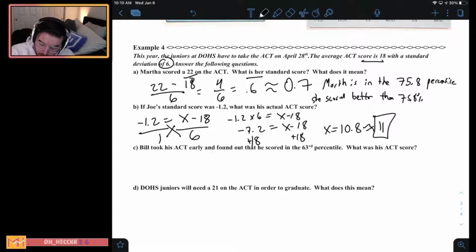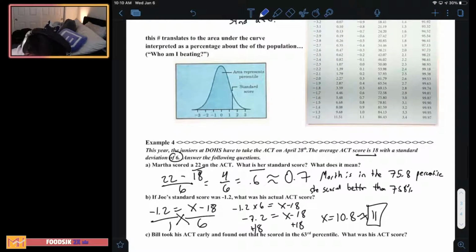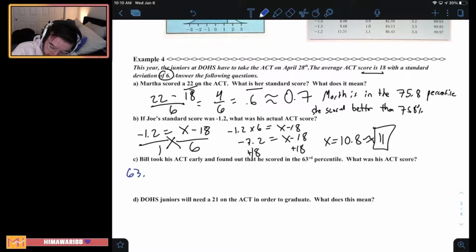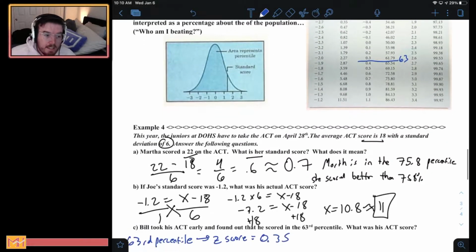Bill took his ACT early and found out that he scored in the 63rd percentile. What is his ACT score? So what does that mean? To score in the 63rd percentile means that he's right about here, between 62 and 65-ish. Let's say his z-score is approximately 0.35. The only way I can find his score is if I know his z-score.